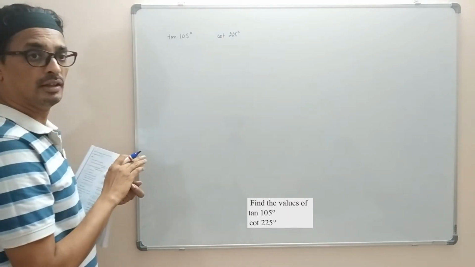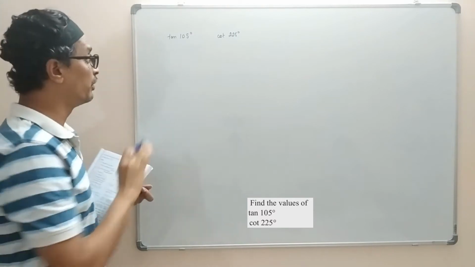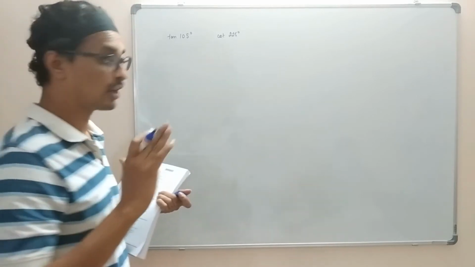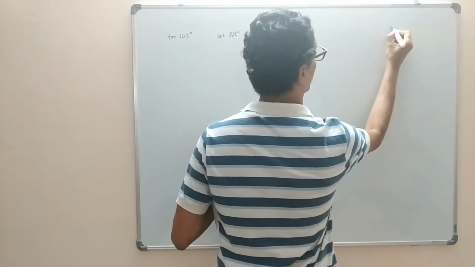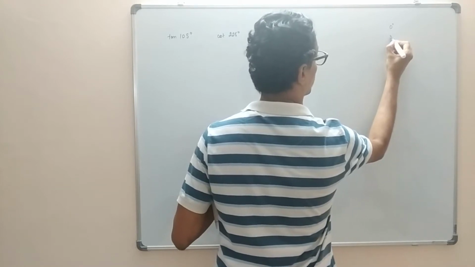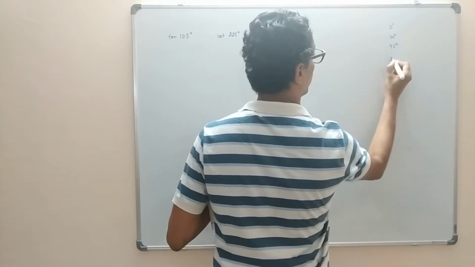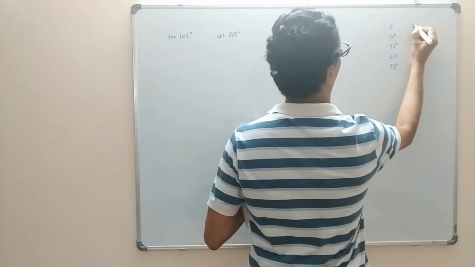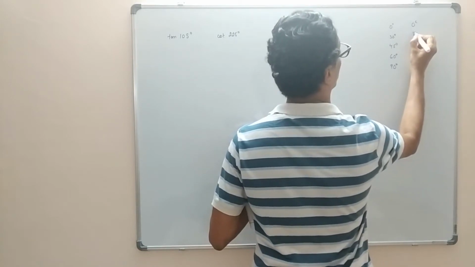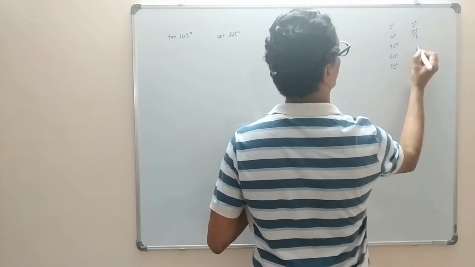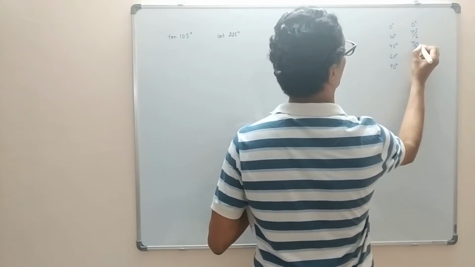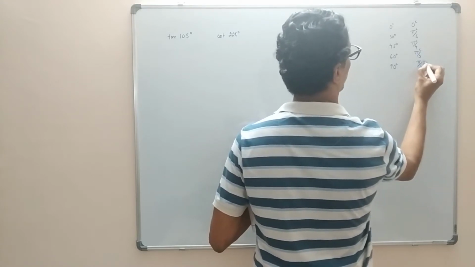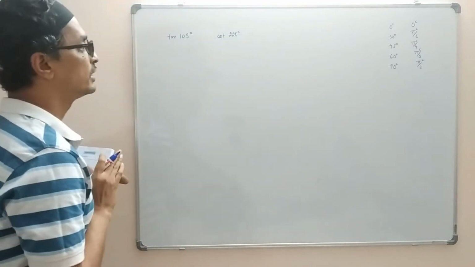How to do it? When you are given this angle, you know the trigonometric ratios of certain fixed angles, right? What are the angles we know normally? We know for 0 degree, 30 degree, 45 degree, 60 degree, and 90 degree. If I want to write in radians, it is 0 radian, pi by 6 radian, pi by 4 radian, pi by 3 radian, and pi by 2 radian. Correct? So this is something we have to write.